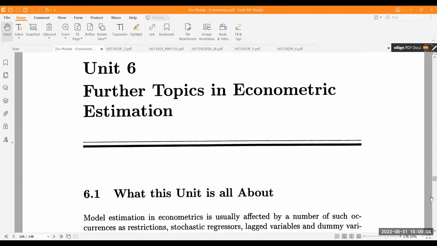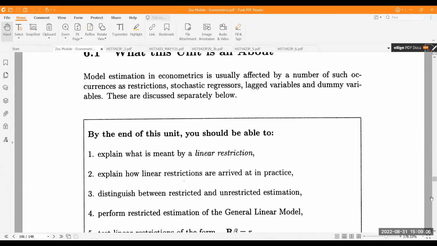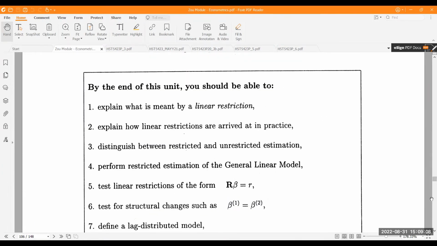Okay, further topics in econometric modeling. So this is what we are going to consider in this particular one. Can you pay attention, please? This is what we are going to consider. Those on Zoom, can you see my screen? Yes, we can see. Okay, thank you.